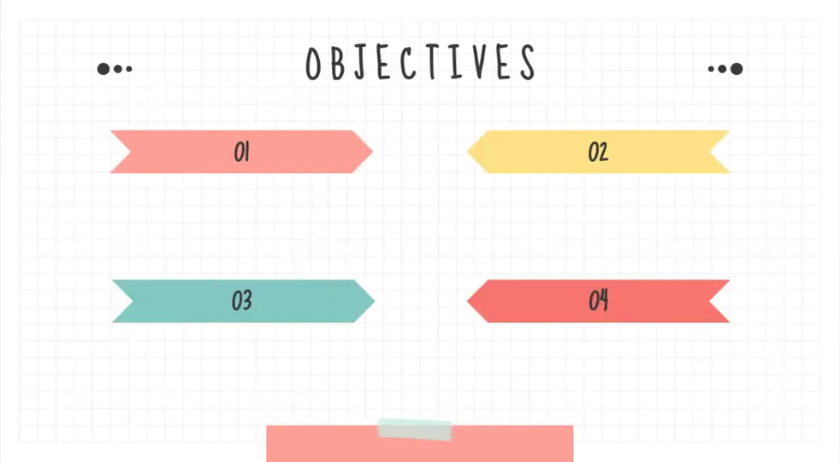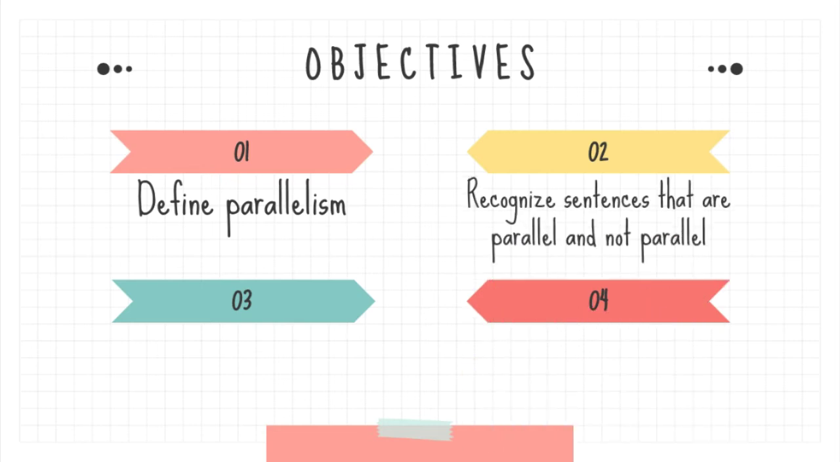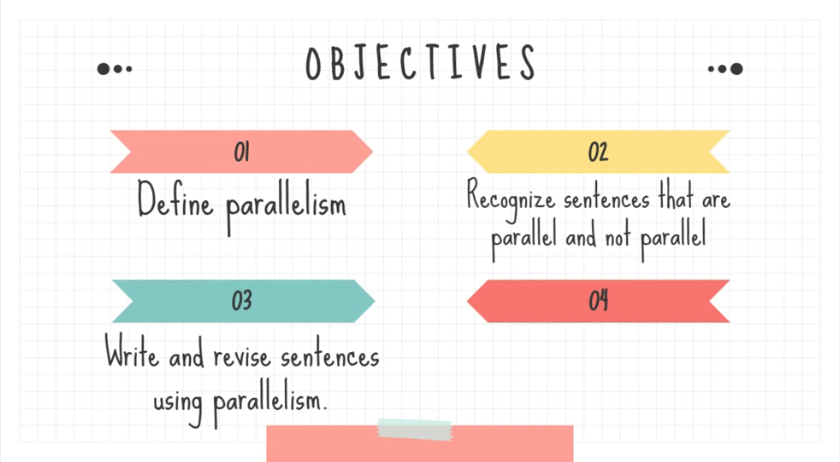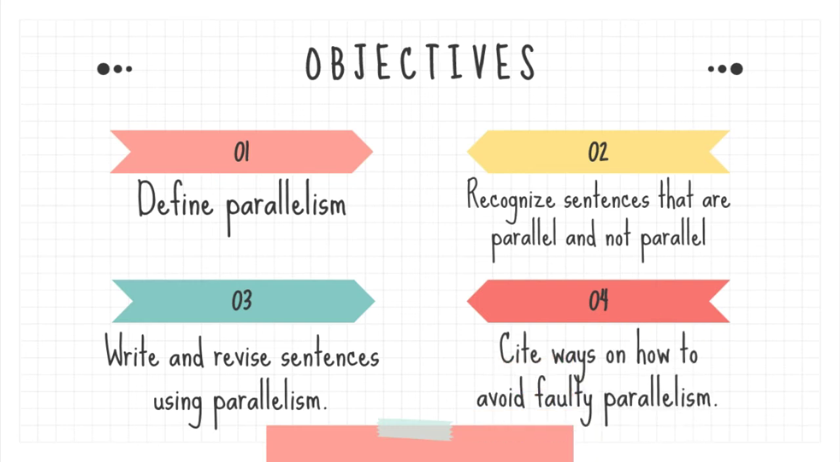At the end of the lesson, you should be able to define parallelism, recognize sentences that are parallel and not parallel, write and revise sentences using parallelism, and lastly, cite ways on how to avoid faulty parallelism. Let us now discuss all about parallelism.